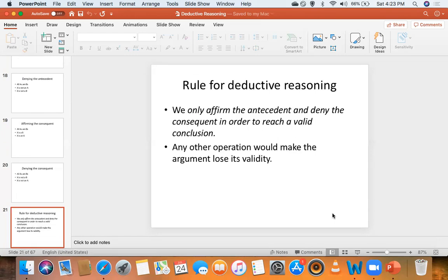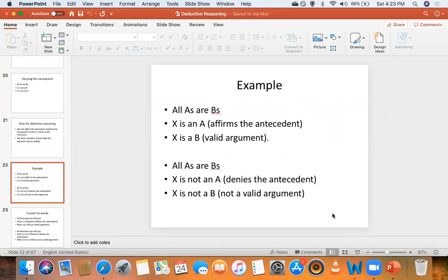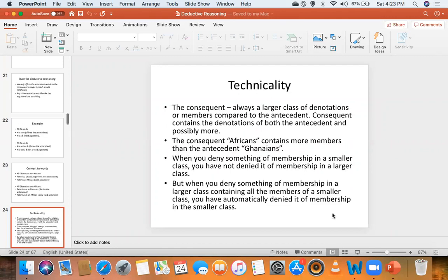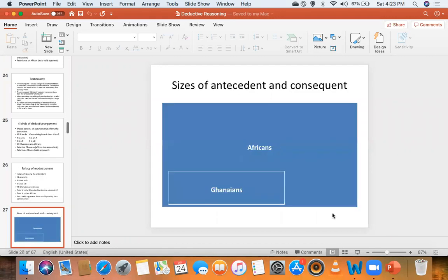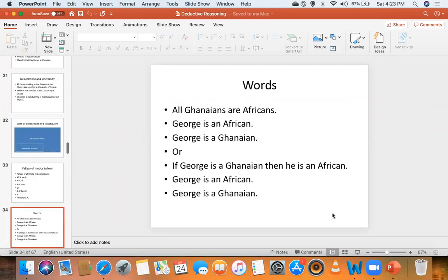If the argument is affirming the antecedent, then it is valid. If it is denying the consequent, it is valid. But if the argument is denying the antecedent, it is not valid. If it is affirming the consequent, it is not valid. So we used all kinds of examples, all kinds of instruments. We used symbols, we used words, we used diagrams, we used boxes, both bigger and smaller boxes, to explain it and see how they work.